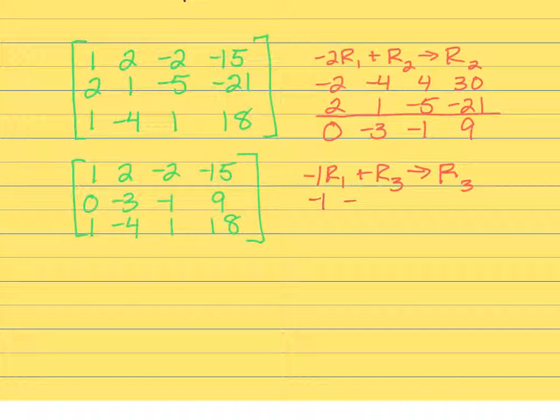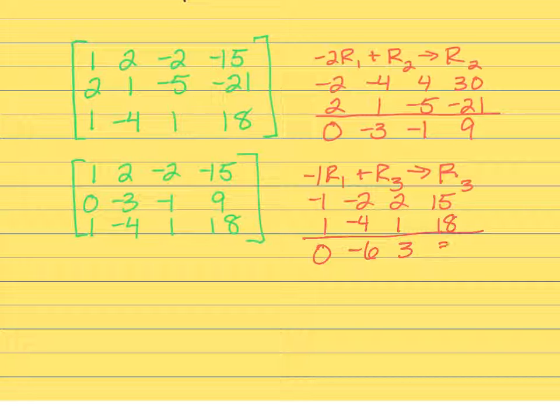Negative 1, negative 2, 2, 15. Row 3 looks like this: 1, negative 4, 0, excuse me, 1 and 18. And if I did that correctly, I'm going to get that right there. And so I would write that in as my next equivalent matrix.